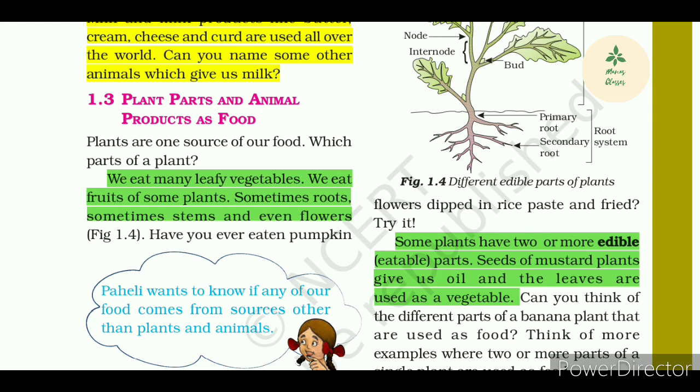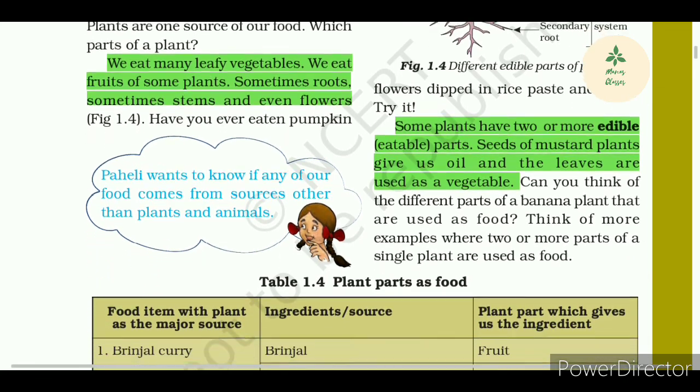Some plants have two or more edible parts. When you observe any plant, there is not only one edible part; there are many parts we can eat. Here is the given example: seed of the mustard plant gives us oil, and the leaves are used as vegetables.